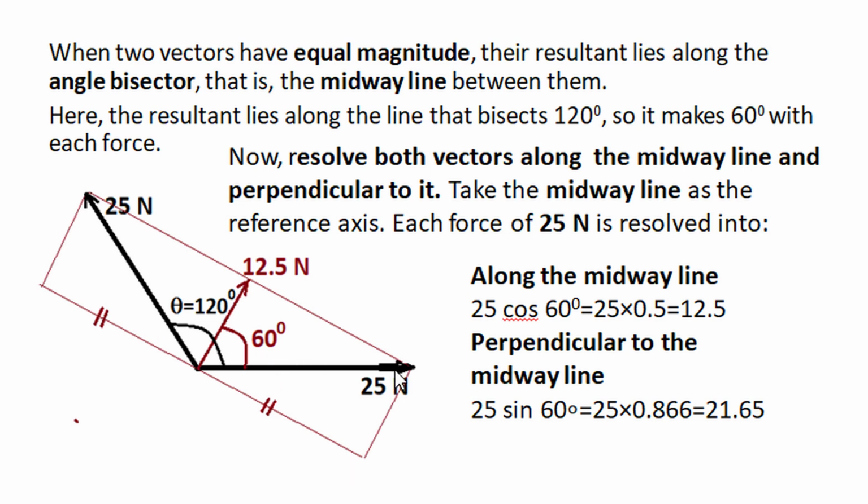So this is 25 cos 60. Cos 60 is 0.5, so it comes as 12.5, and the perpendicular to midway line component is 25 sin 60. Sin 60 is 0.866. When multiplied with 25, it comes as 21.65. So both vectors have component along midway line 12.5 Newton, and perpendicular to midway line is 21.65.